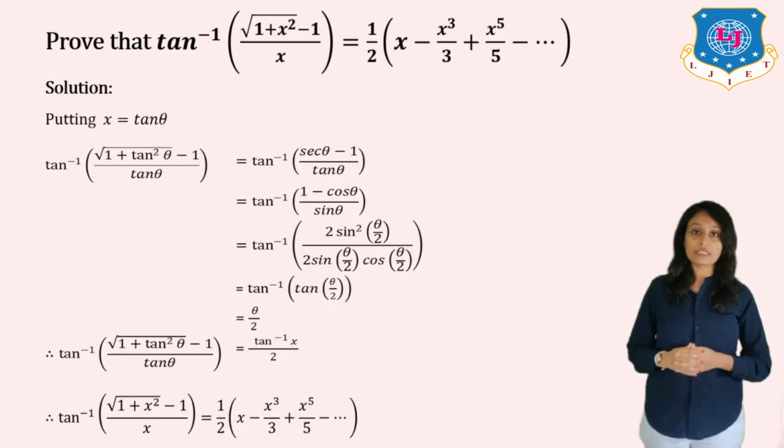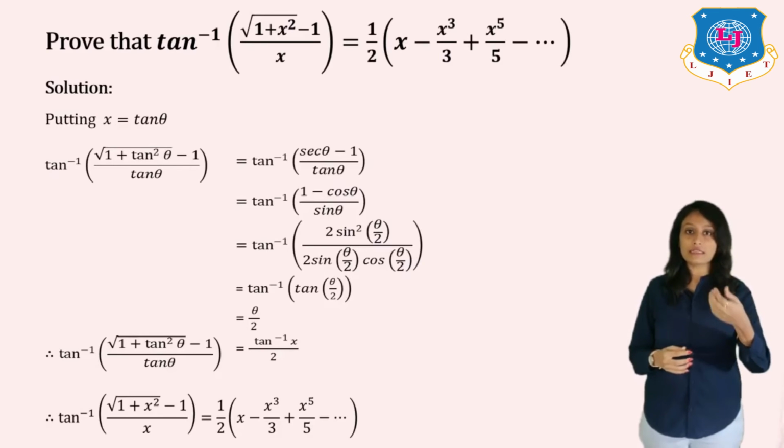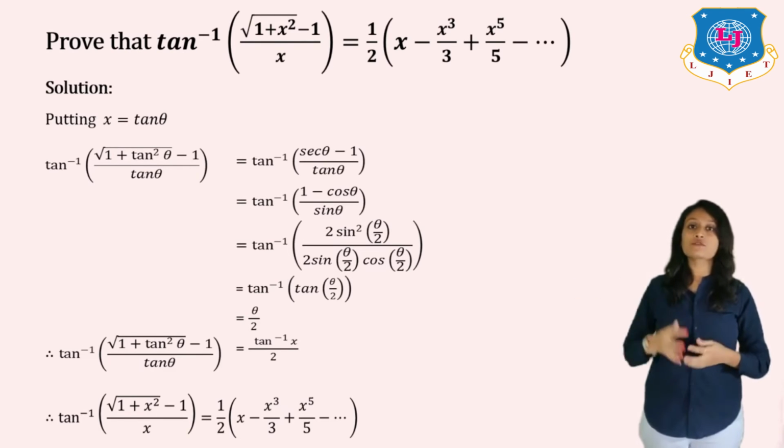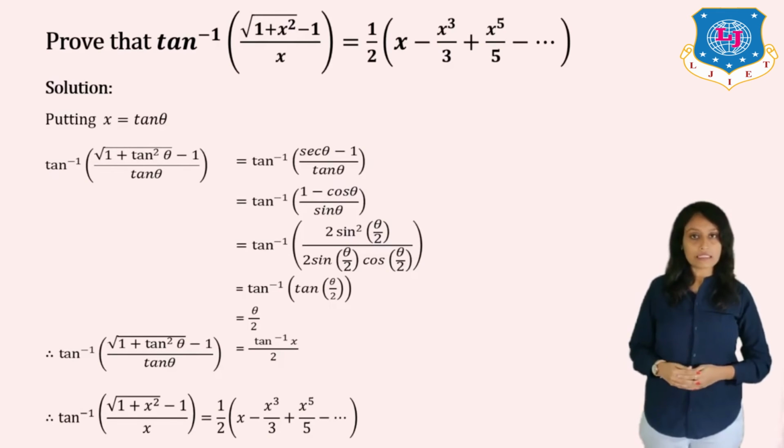If this type of question is asked directly, then after this step, that is tan inverse x upon 2, we have to find the series of tan inverse x, as we have solved previously, and then we have to substitute this value to get the final answer.